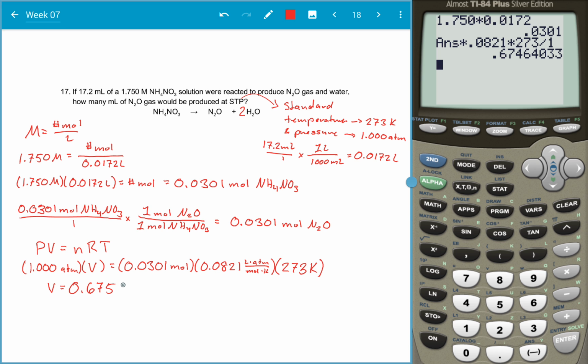0.675 liters. The question, though, asks for milliliters. So we need to do a quick conversion. Knowing that 1,000 milliliters equals 1 liter, we can easily say that there are 675 milliliters of N2O gas produced. And that would be our final answer.